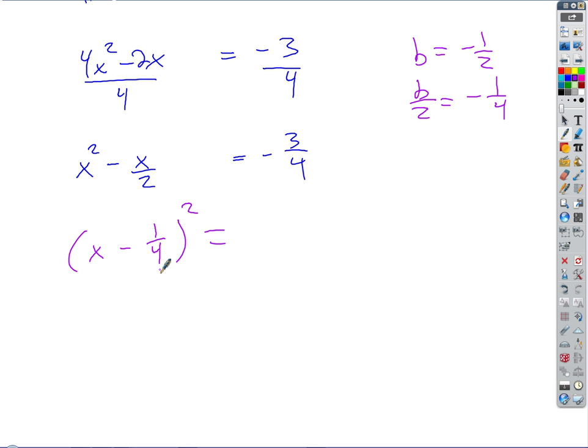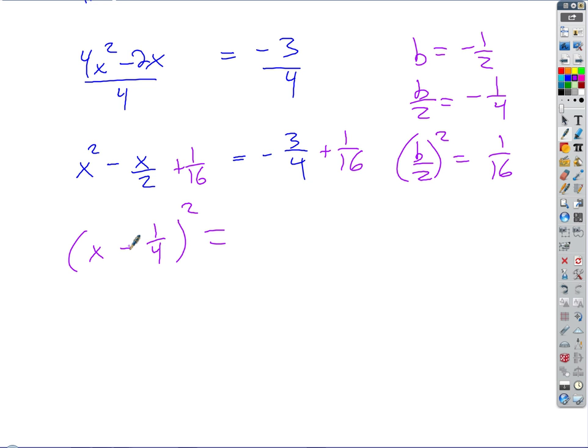And then what do I have to add to both sides to get that? Yeah, I've got to add this quantity squared, b over 2 squared. So that's going to give us 1/16, good. Makes sense? Which means we already know on this side what this is. The reason we added the 1/16 is so we can get this perfect square. We know that x squared plus bx plus b over 2 quantity squared is guaranteed to give us this.